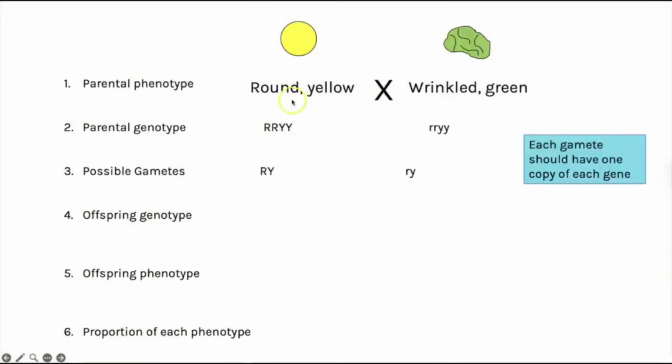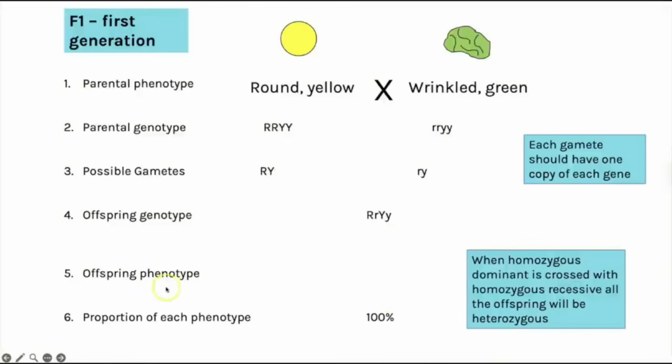Possible gametes then, the round and yellow can only give dominant alleles. So 1 dominant R, 1 dominant Y in every gamete. And this one here can only give recessive alleles. So all of the gametes would have 1 recessive r, 1 recessive y. So that means we could do a Punnett square, but actually every offspring will get this gamete and this one. So combining them together, that gives us offspring that are heterozygous for both genes. And that would mean they'd be round and yellow. So 100% are round and yellow in our first generation in this dihybrid cross with these parents.